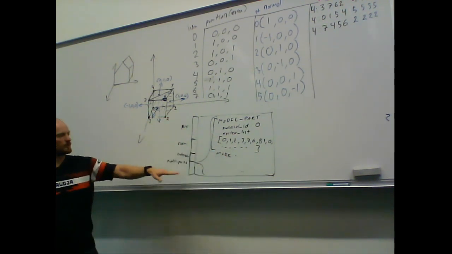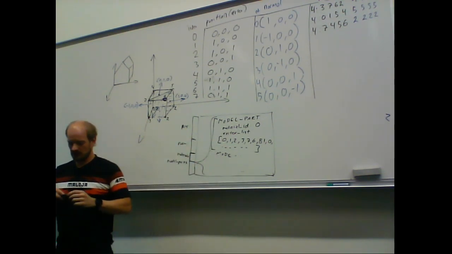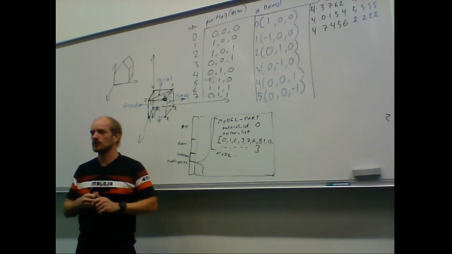So a file structure would be something like this. And this would actually be a very simple file structure, because a lot of these will get more complicated by setting up texture coordinates into this as well, and so on and so forth.